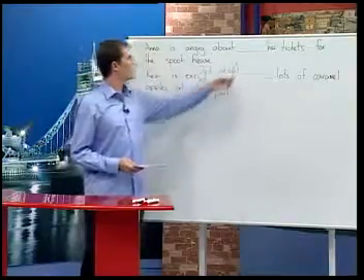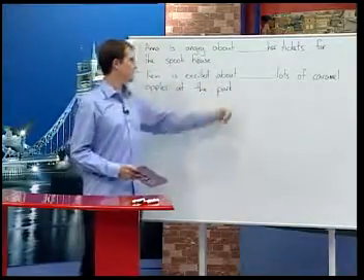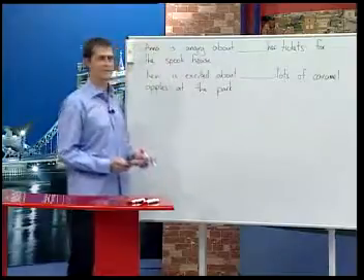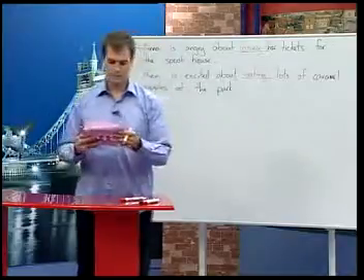Anna is angry about her tickets for the spook house, and Ken is excited about lots of caramel apples at the park. What do you think? Anna is angry about losing her tickets for the spook house. Ken is excited about eating lots of caramel apples at the park. Good. Anna is angry about losing her tickets for the spook house, and Ken is excited about eating lots of caramel apples at the park. Okay, next one. Monica.